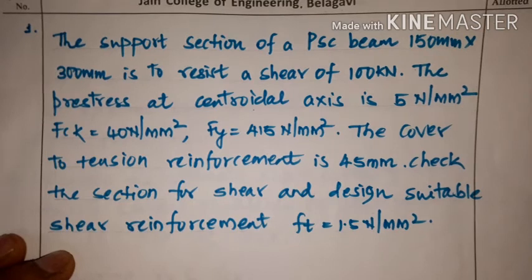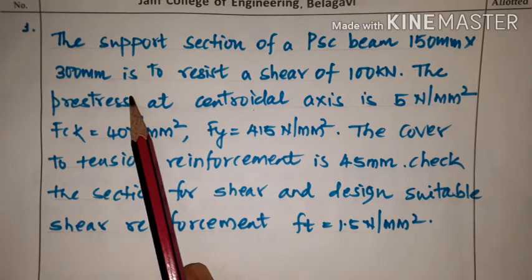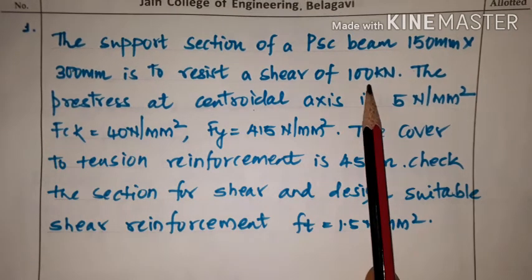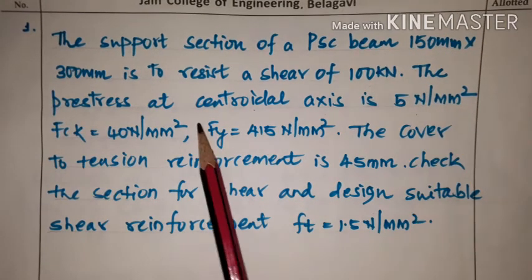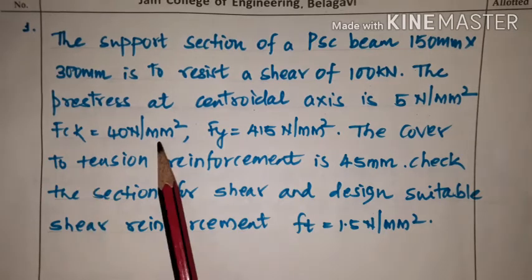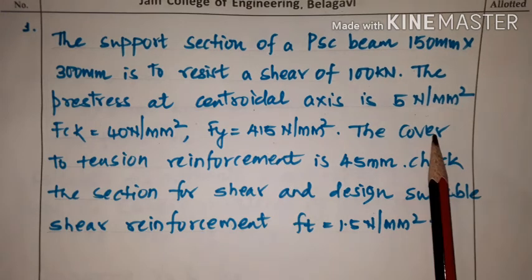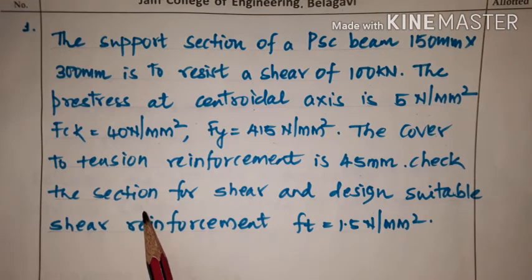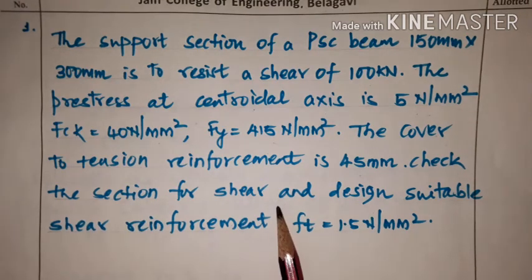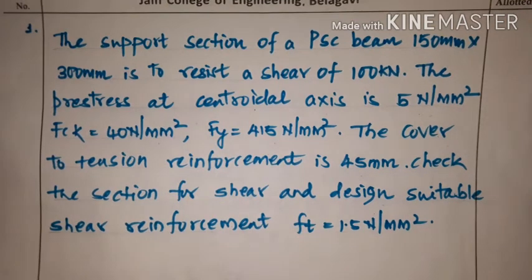Understood? So they are given the cross section of beam is 150 mm by 300 mm and it has to resist a shear force of 100 kilonewton, and the pre-stress at the centroidal axis is 5 Newton per mm square. FCK is equal to 40 Newton per mm square, Fy is equal to 415 Newton per mm square, and the cover to the tension reinforcement is 45 mm. Then you have to check the section for shear and, if required, design suitable shear reinforcement, use Ft is equal to 1.5 Newton per mm square. So we will start with the solution now.